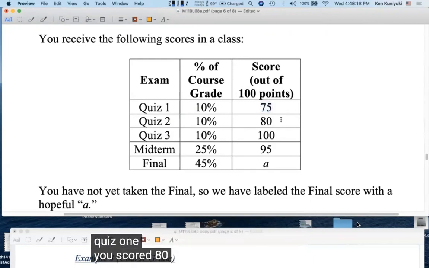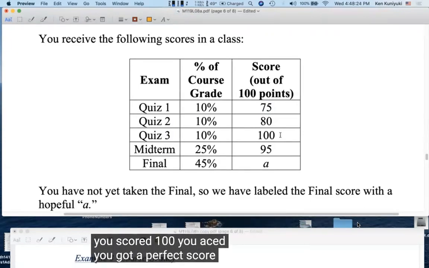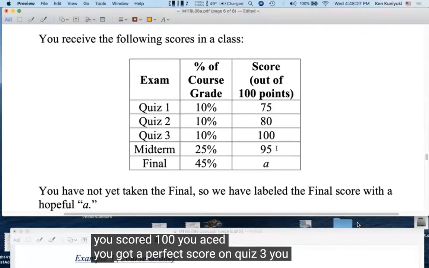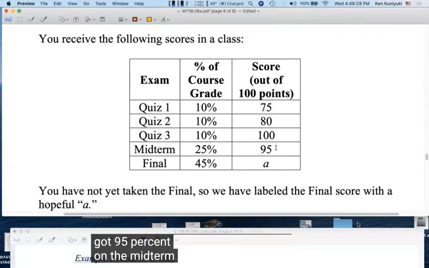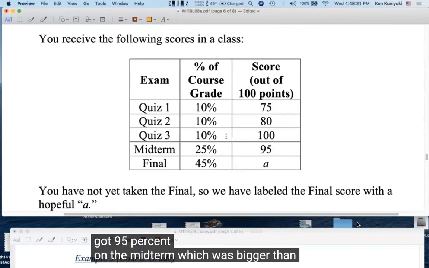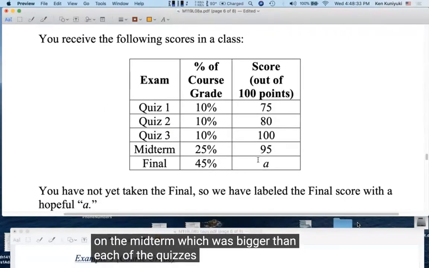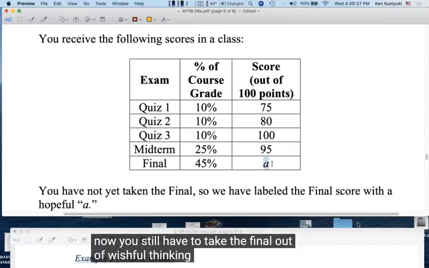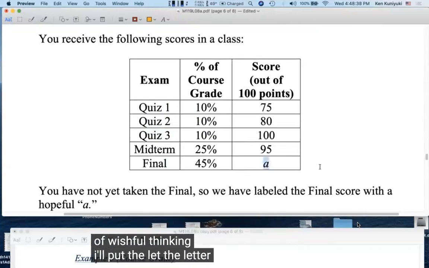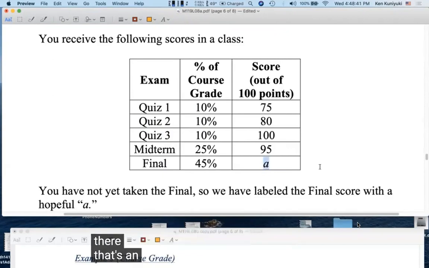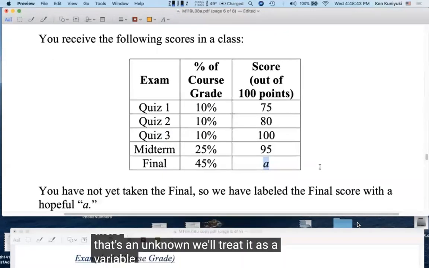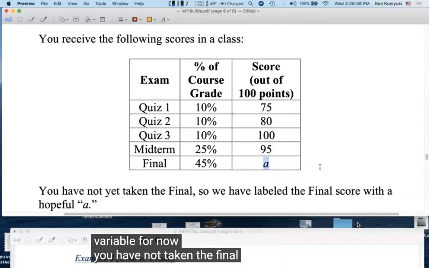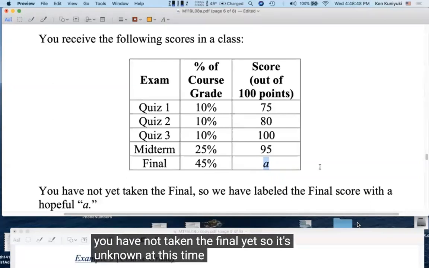You scored 80% on quiz 2. You scored 100%, you aced, you got a perfect score on quiz 3. You got 95% on the midterm, which was bigger than each of the quizzes. Now you still have to take the final. Out of wishful thinking, I'll put the letter little a there. That's an unknown. We'll treat it as a variable for now. You have not taken the final yet, so it's unknown at this time.